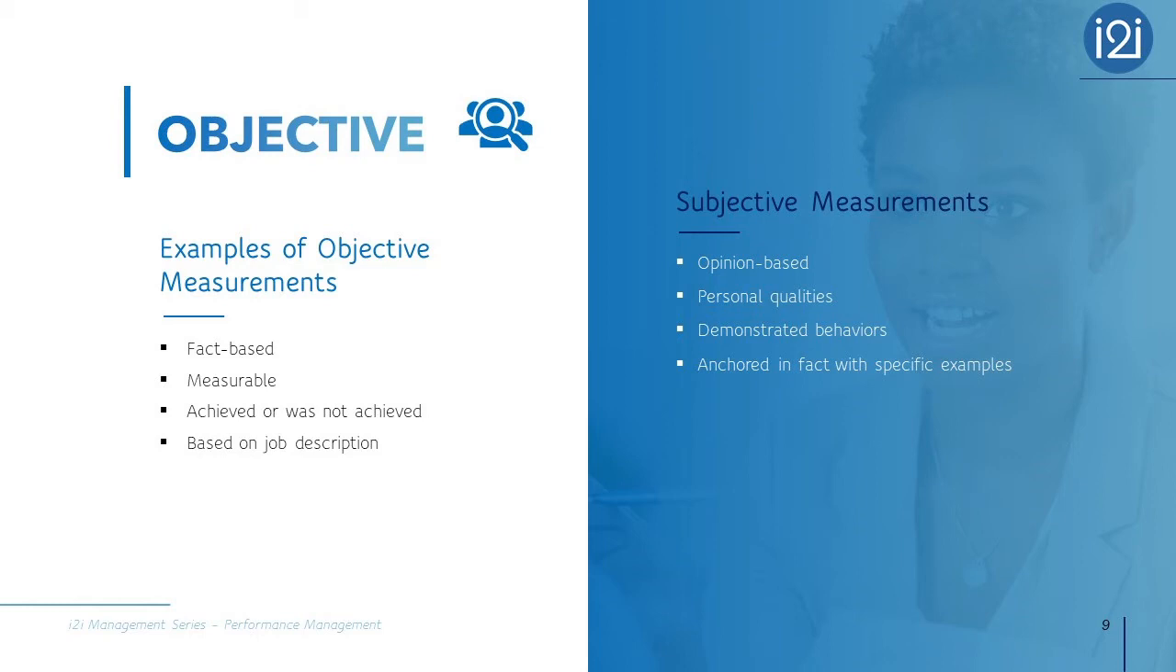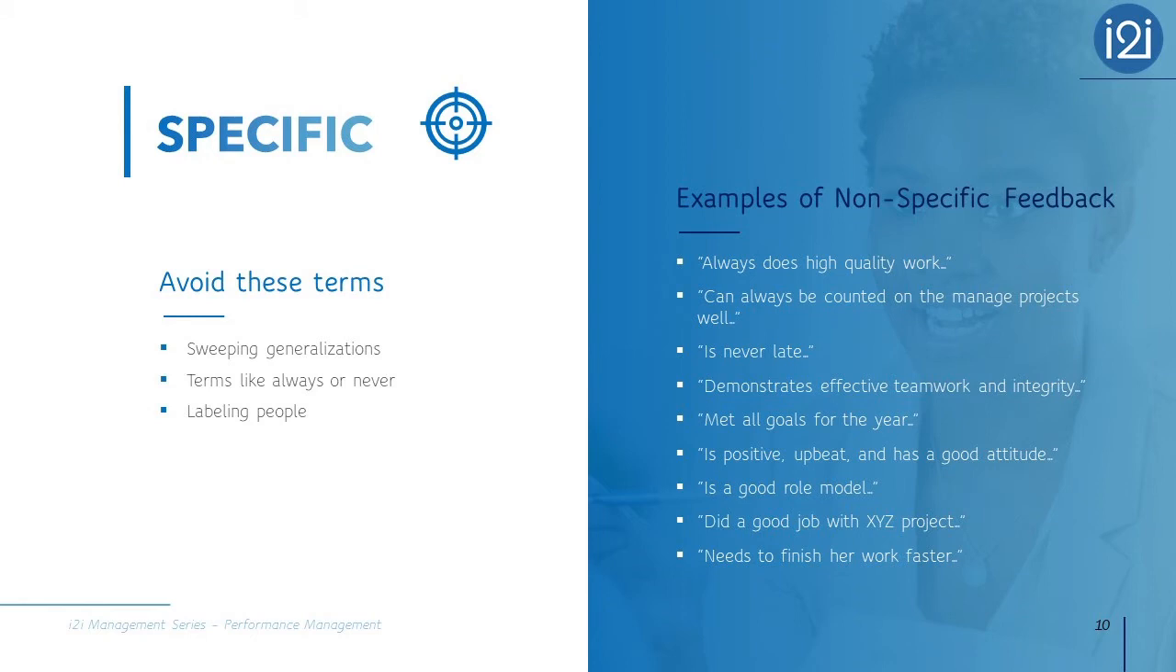The opposite of objective is subjective, and those would be opinion-based or based on personal qualities or demonstrated behaviors. And this information is important, but it has to be anchored in fact with specific examples. Specific. Avoid sweeping generalizations like always or never. Also avoid labeling people like they are a great team player. Describe the behavior that demonstrates effective teamwork.